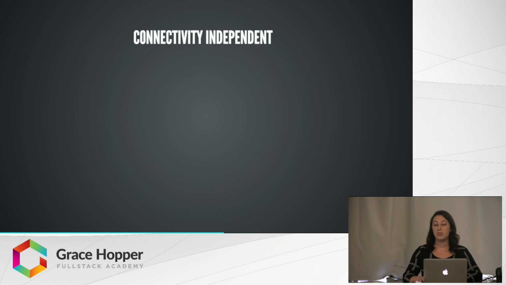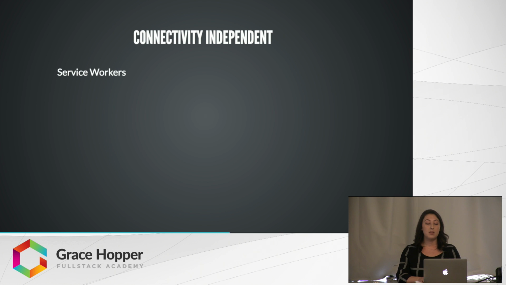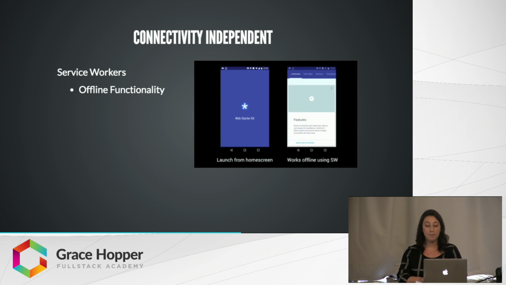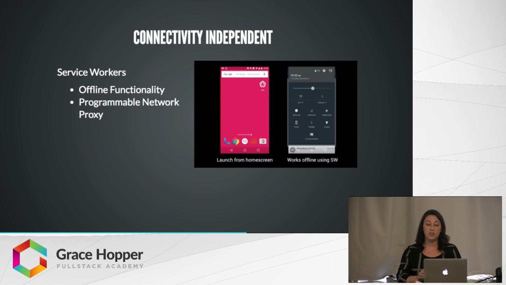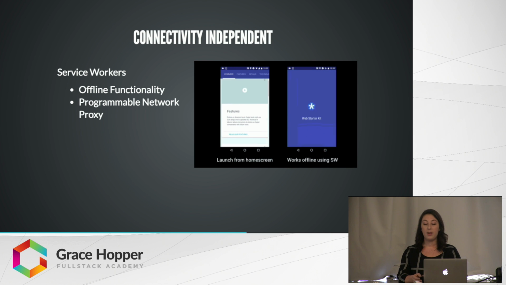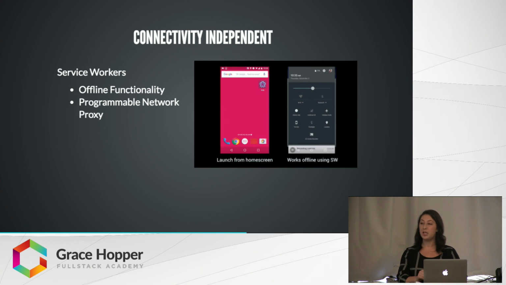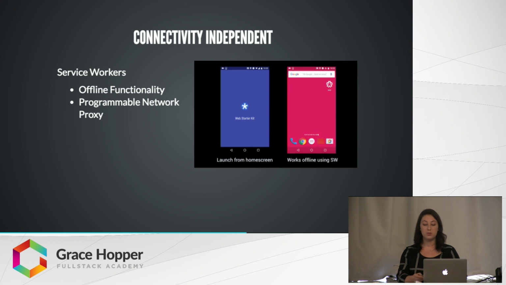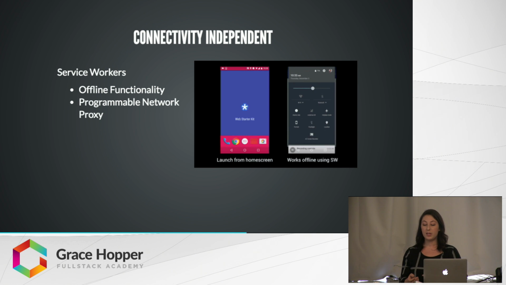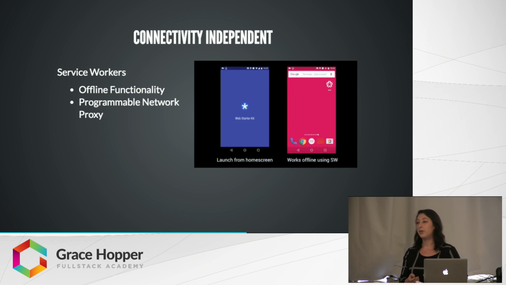Another key feature of a progressive web app is that they're connectivity independent. That's accomplished using service workers, which provide offline functionality. A service worker is essentially a programmable network proxy, which allows you to control how network requests from your page are handled. It puts you in control of the cache and how you want to respond to resource requests. By pre-caching key resources, you can eliminate the dependence on the network, ensuring an instant and reliable experience for your users.